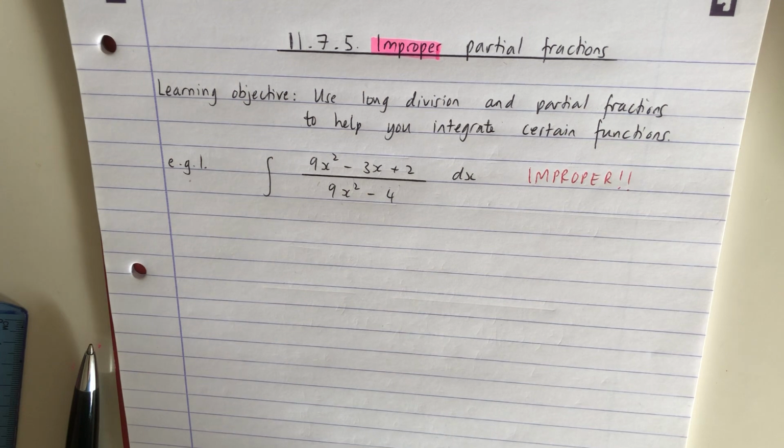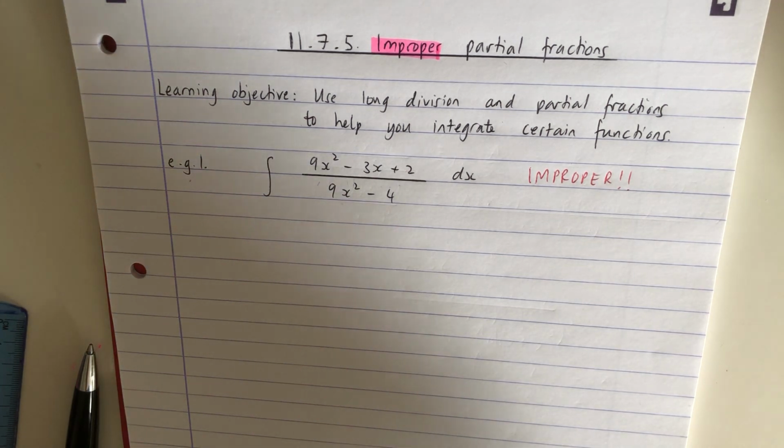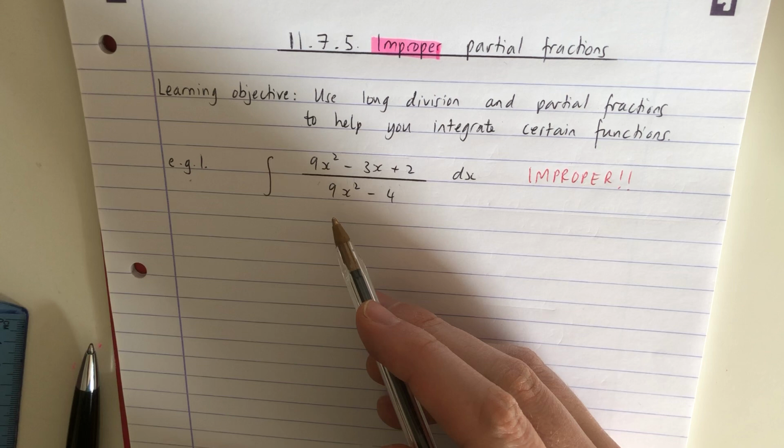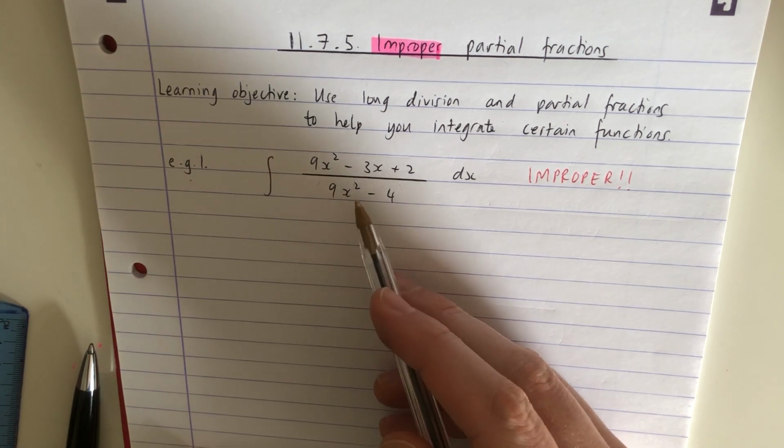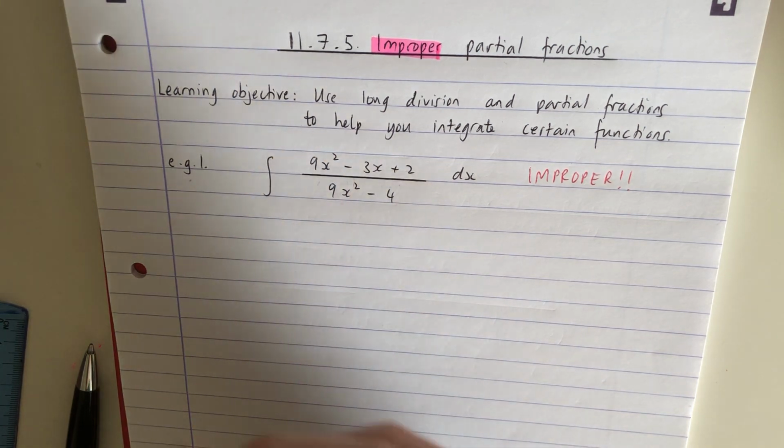So it'll tell you to use partial fractions. But I'm going straight into it. So I'm doing everything in one step. So the first thing I would do is use long division. So I'm going to see how many times 9x squared minus 4 goes into this.